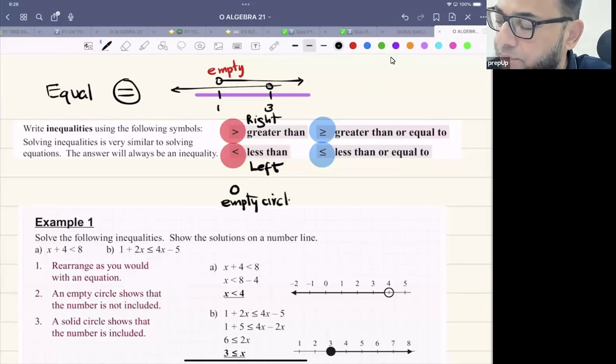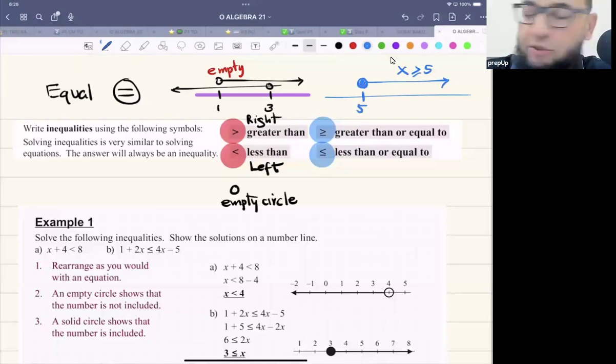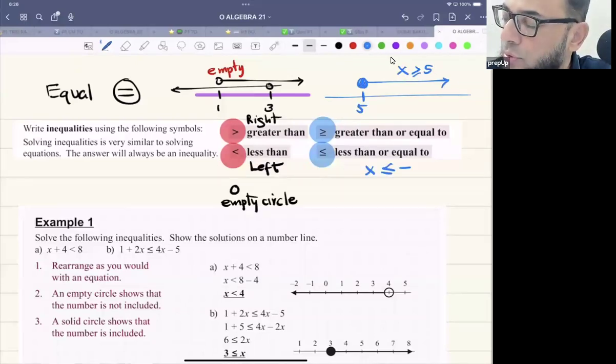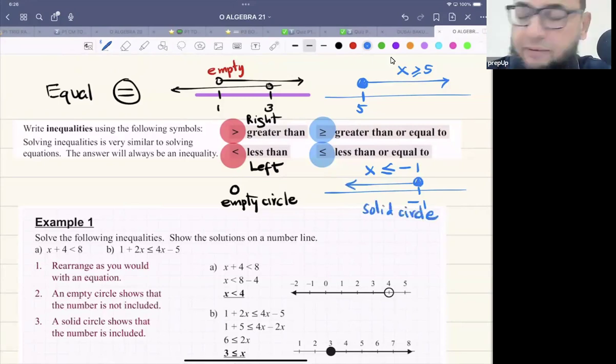is not included. But if we talk about greater than or equal to, let's say x is greater than or equal to 5, then over here there is 5 and this value is inclusive. If we talk about lesser than or equal to -1, then -1 is over here, this value is inclusive, it's a solid circle and we are going to the left. For lesser, we go left; for greater, we are going to the right.